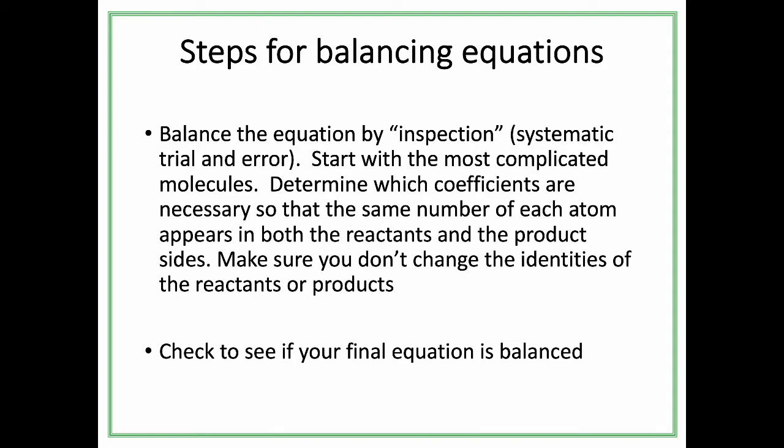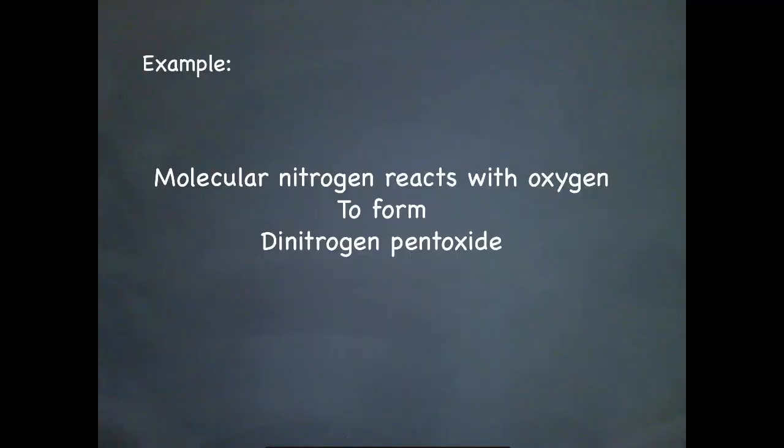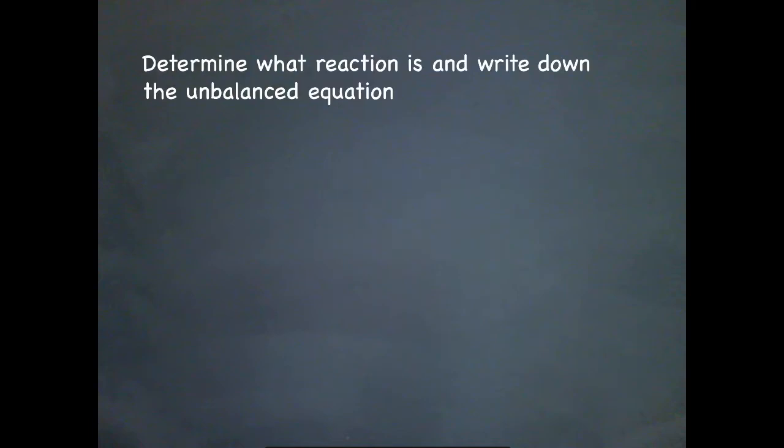Okay, so now let's go through an example. We are told that molecular nitrogen reacts with oxygen to form dinitrogen pentoxide. The first thing we're going to do is determine our formula. So I know that in nature, nitrogen and oxygen both like to come in diatomic forms. That means 2 of them together. So N2 is my formula for nitrogen and O2 for oxygen.